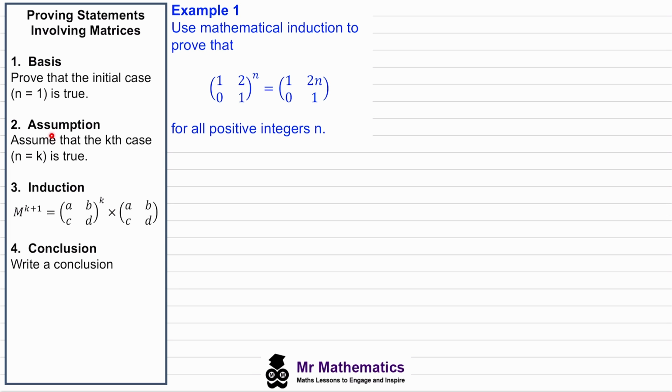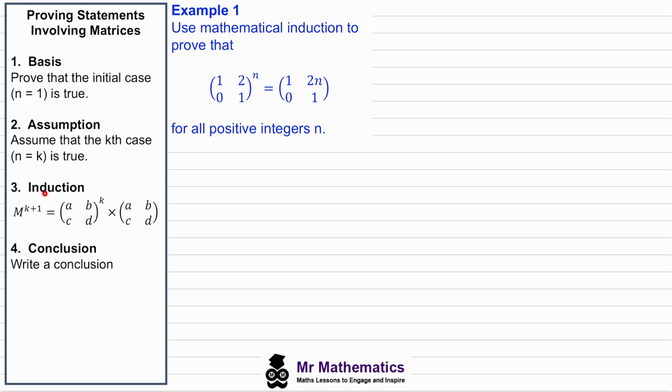And next we'll move on to the assumption stage where we assume that what we're trying to prove holds true for a certain case, say when n equals k. It's like saying, if it works for this step, maybe it works for the next one too.